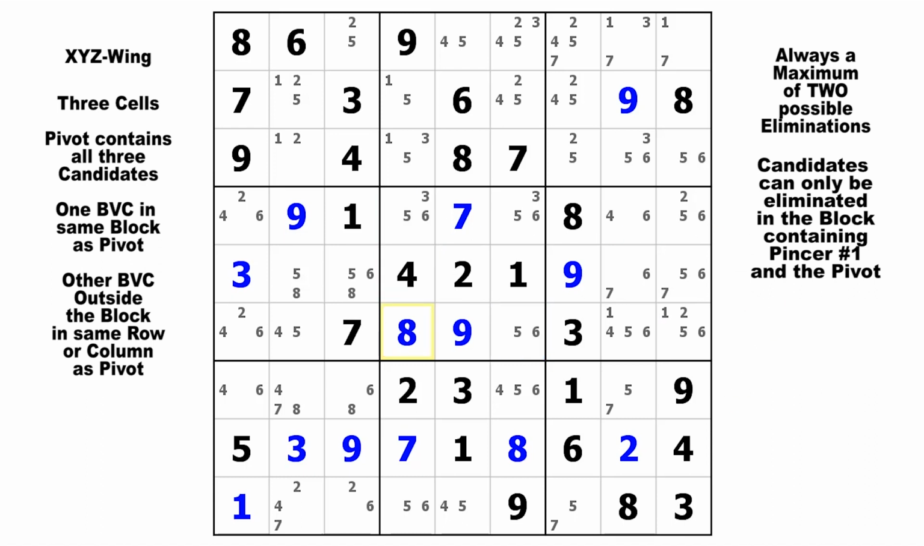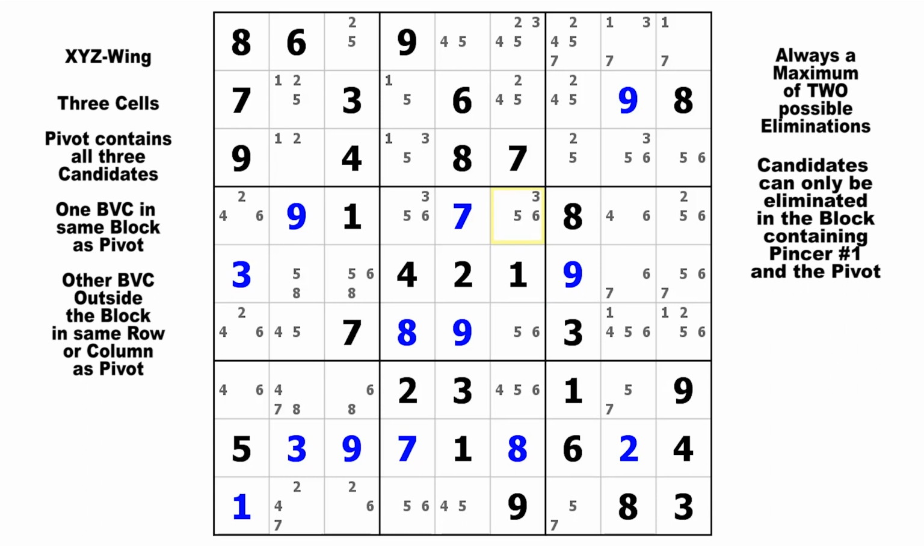So now let's do it again with the other pivot cell. If this is pincer number 1 and this is our pivot, pincer number 2 cannot be in the column. So again, it can only be in row 4, and it would have to be 3-5 or 3-6, and there is no 3-5 and 3-6. So now let's move on to block 6.